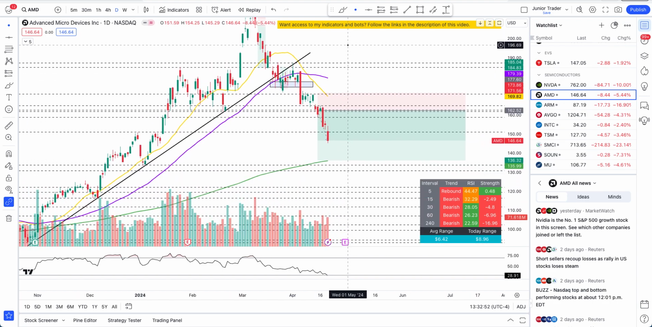Is it going to continue to fall? Are there chances of things becoming bullish on this? And if so, what are those levels to watch and the structure to watch? We'll talk about all of that in this video, guys.